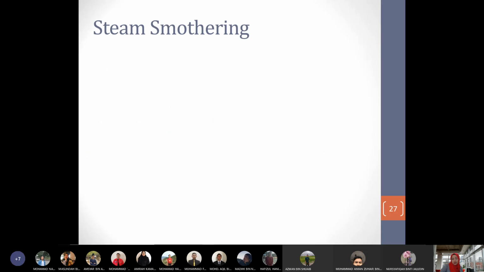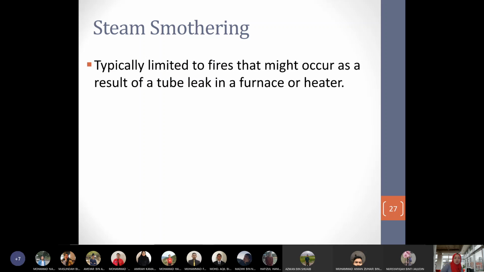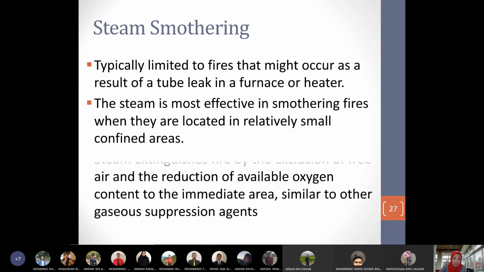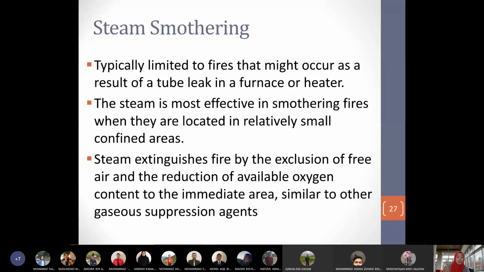Okay, steam smothering is also another method of fire suppression. It's typically limited to fires that might occur as a result of a tube leak in a furnace or a heater. The steam is most effective in smothering fires when they are located in relatively small confined areas, and steam extinguishes fires by the exclusion of free air and the reduction of available oxygen content in the immediate area, similar to other gaseous suppression agents.